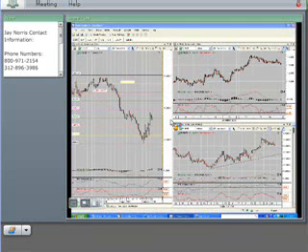Before we get rolling, I do want to point out that futures and Forex trading is a risky endeavor and may not be suitable for all investors. The charts we're seeing now are snapshots of current market prices and may not necessarily be indicative of future market conditions. Our first market here is the Euro-US dollar.